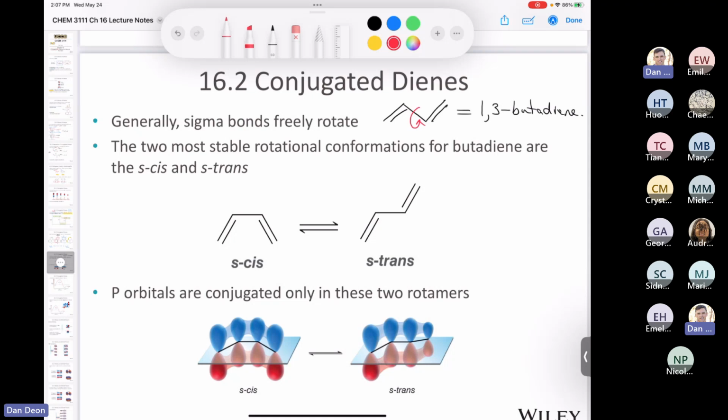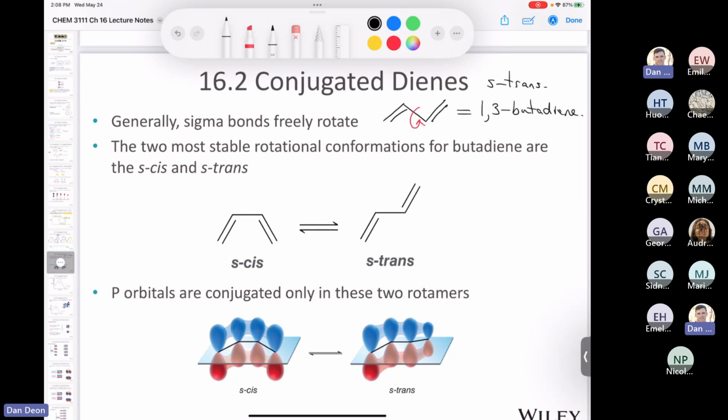And so we can have 1,3-butadiene where you have a dihedral angle of 0 degrees between the two methylenes here, or you can have a dihedral angle of 180 degrees between the two methylenes. And we call those the S-cis and S-trans conformations of butadiene. So this one that I drew up here, this would be the S-trans 1,3-butadiene.